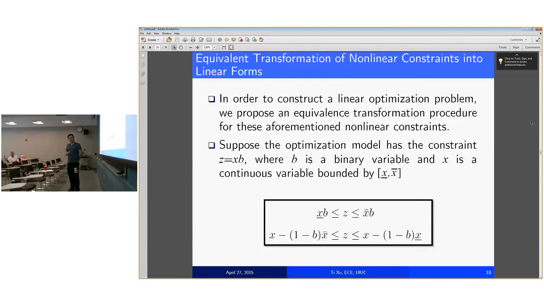So the first one is, if I have a constraint that z equals xb, where b is a binary variable and x is a continuous variable, the two equations are equivalent to the constraints here. You can see when b is 0, z must be 0, and it satisfies this constraint. Similarly, when b is 1, z must be x based on this constraint, and z equals x also satisfies the first constraint. So the equation here and the two equations here are equivalent. But this is in linear form, and this equation is in nonlinear form.